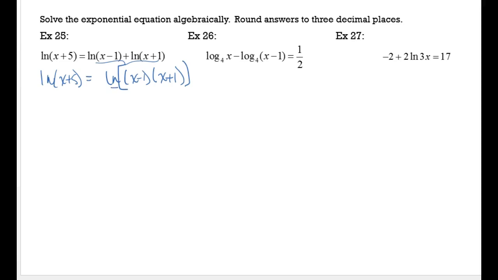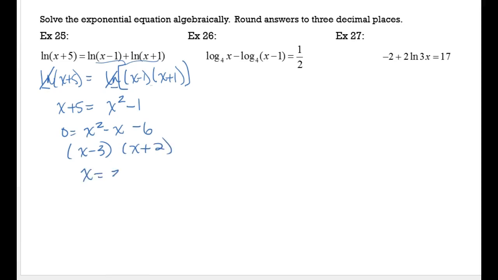Now, my natural logs, I have 1 on each side, same base, so they cancel out. So then I have x plus 5 equals, I'm going to go ahead and FOIL this out, and hopefully you recognize this is going to be x squared minus 1. Then I move everything over to the right, so it's equal to 0. X squared minus x minus 6. This will factor, so I have x minus 3 times x plus 2. So x is equal to 3 and negative 2.